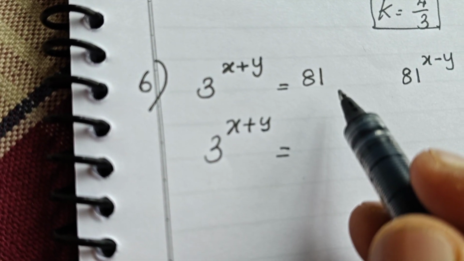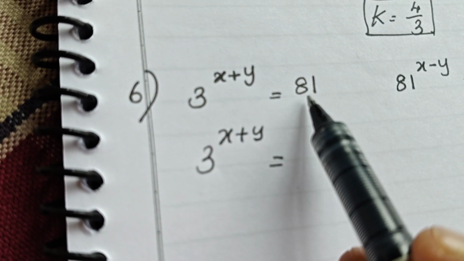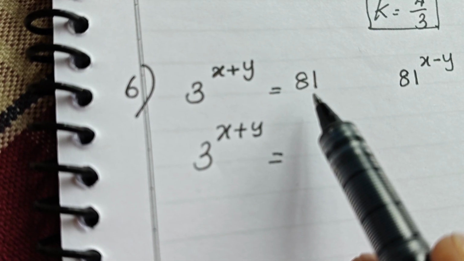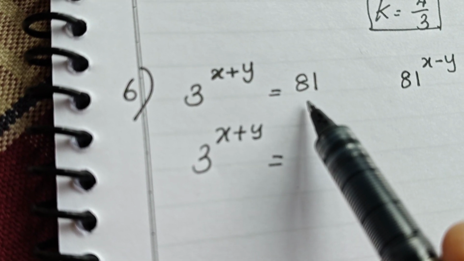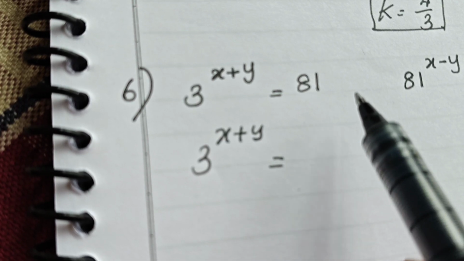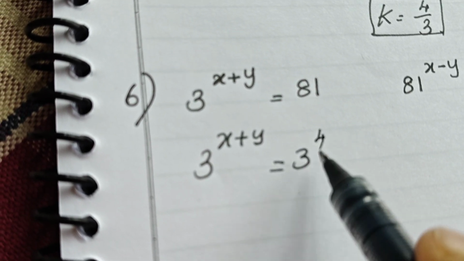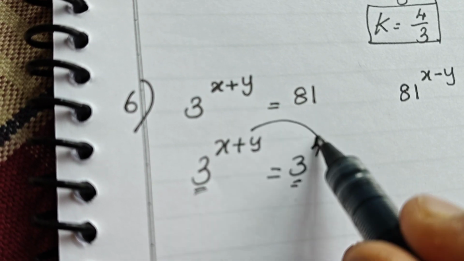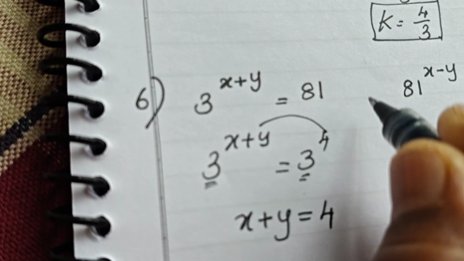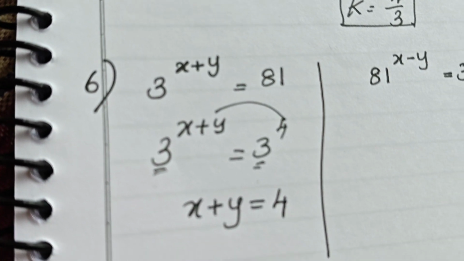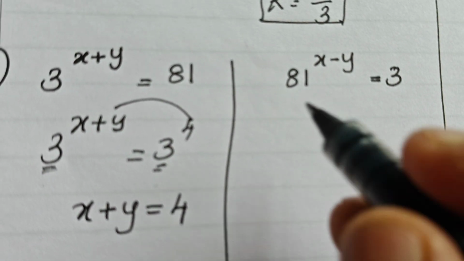So the right side also I will convert in terms of 3 power. 81 is 9 nines are 81. 9 is 3 into 3. So 81 is equal to 3 into 3 into 3 into 3, that is 3 power 4. When the base is same, the power will also be same. So I will get x plus y equal to 4. This is equation 1.